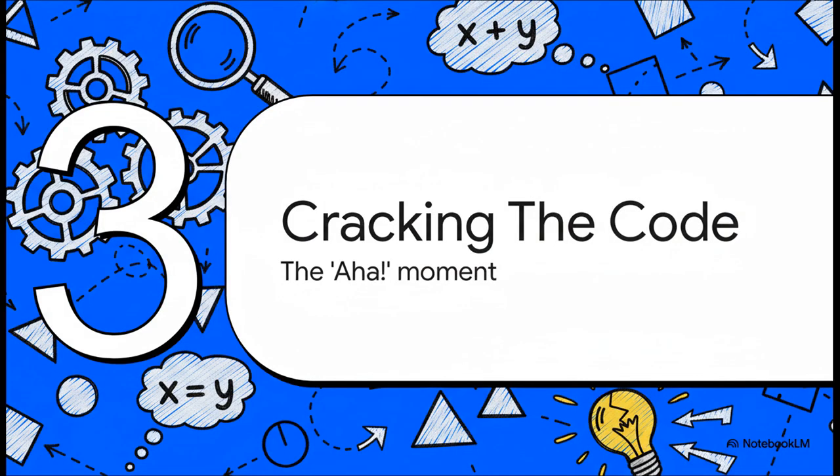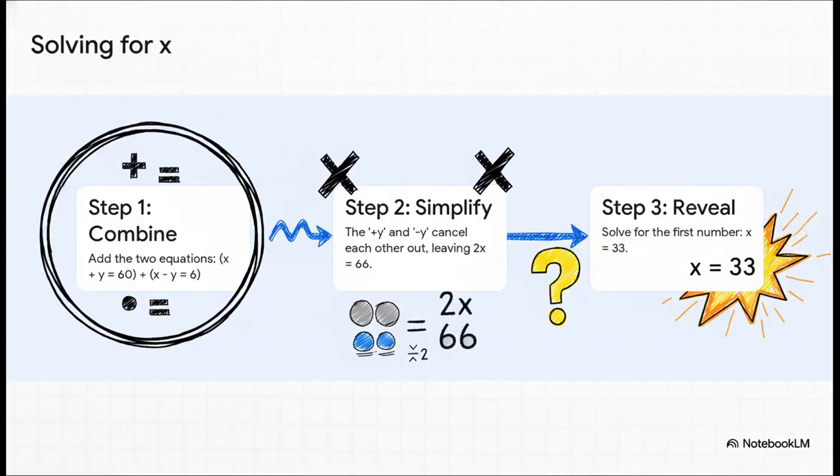All right, get ready, because this is the part where we crack the code. This is that aha moment that's going to unlock the whole thing. Okay, so our first step is to combine the clues. We're going to stack our two equations right on top of each other and just add them together.